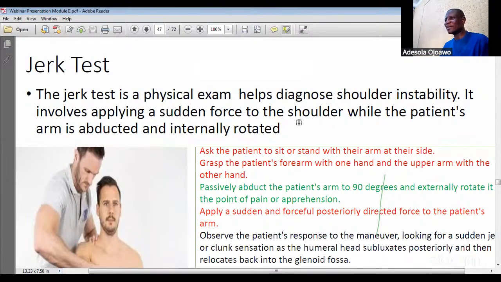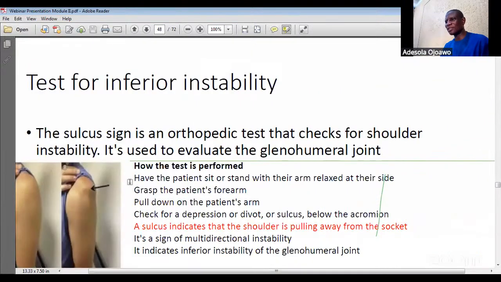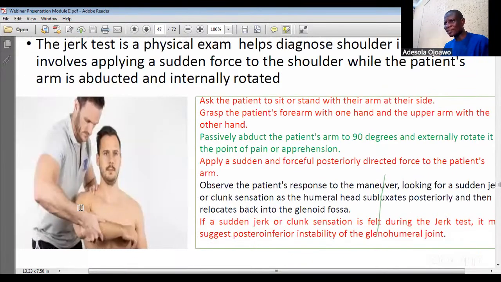The test is a physical examination that helps to diagnose shoulder instability. It involves applying a sudden force to the shoulder while the patient's arm is abducted and internally rotated. Do you understand? It's abducted and internally rotated. Ask the patient to sit or stand with the arm at their side.